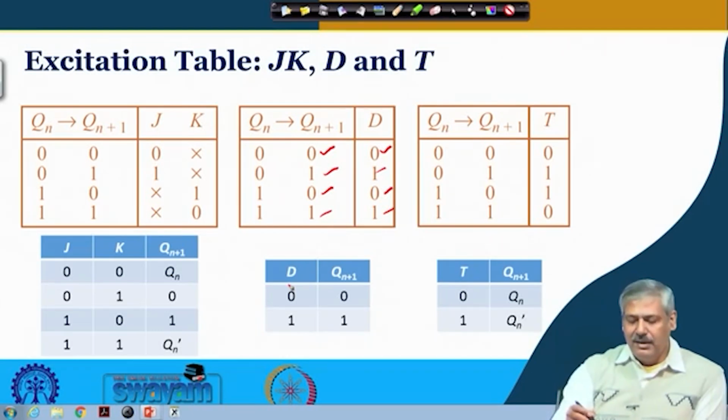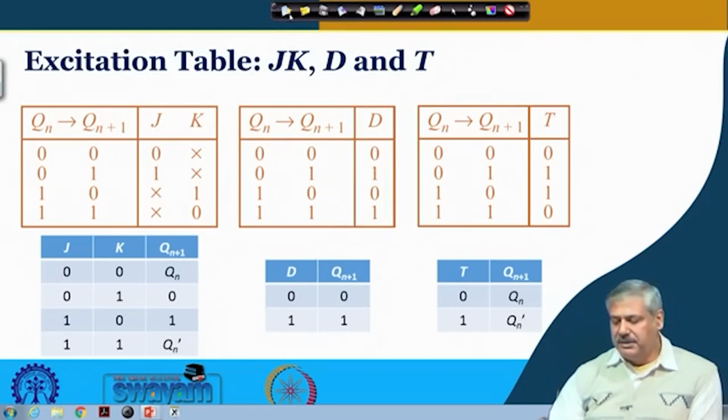And for the excitation table of the T flip-flop, we have 0 to 0. So the previous state is retained, so this is 0. 0 to 1 is toggling, so the input needs to be 1. 1 to 0 is again toggling, so the input needs to be 1, and for 1 to 1 the previous state is retained, so the input is to be 0. Fine. So this is how the excitation table is. Through excitation tables we can represent different flip-flops.